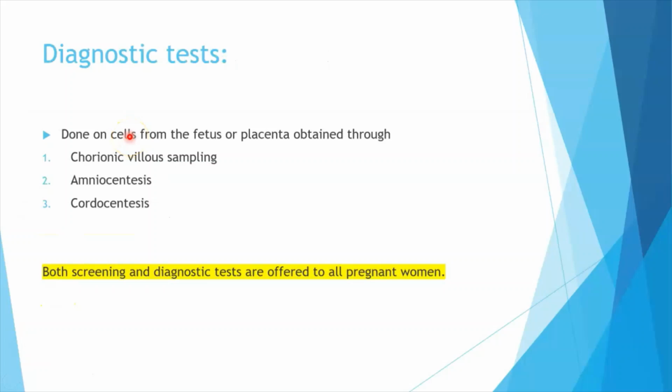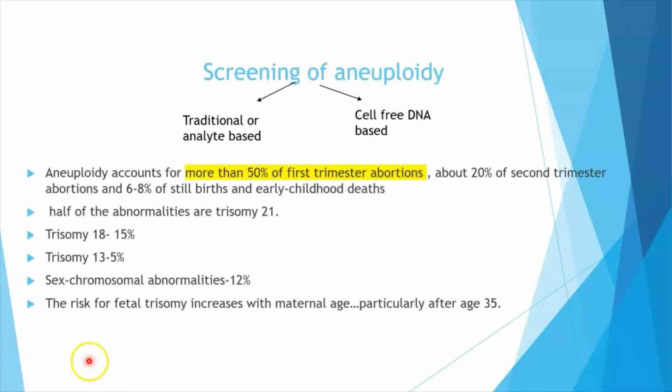Now, what are diagnostic tests? Diagnostic tests are done on cells from the fetus or placenta, which are obtained through chorionic villus sampling, amniocentesis, or cordocentesis. Both screening and diagnostic tests are offered to all pregnant women. So let's begin screening of aneuploidy. Now, how is screening for aneuploidy done? It can be done by two methods: traditional or analyte based, and second is cell-free DNA based.